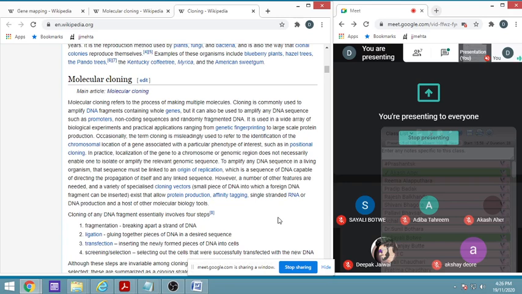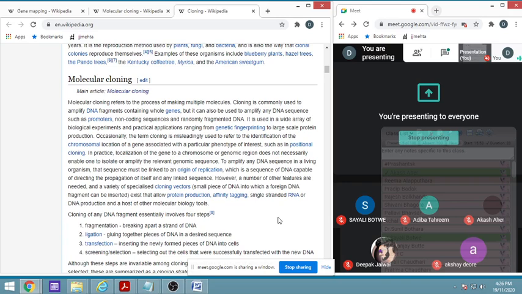The term cloning is mistakenly used to refer to the identification of chromosomal location. So it is not that. We have seen before that identification of the chromosomal location of a gene is called genetic mapping. So in positional cloning, mapping is done first, and once we identify that this is the gene, we mapped it, then we go for positional cloning.